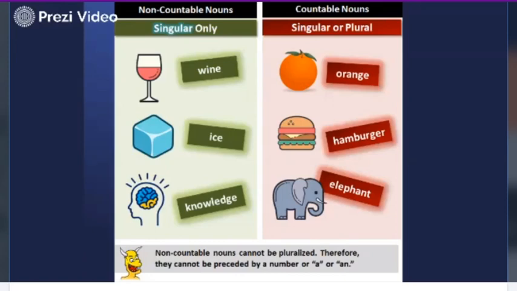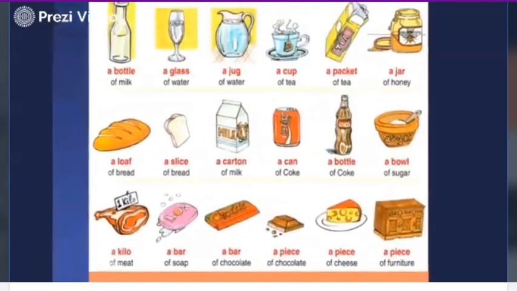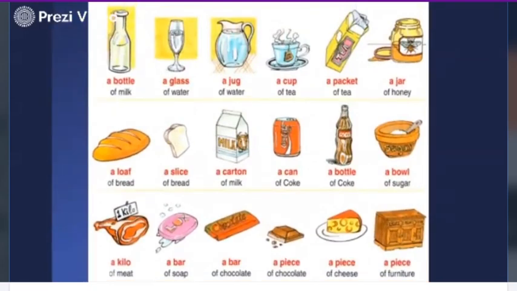And in the red part, you can see that there are countable nouns that you can transform into plural, like oranges, hamburgers, elephants. Now, how can you count uncountable nouns? How can you transform them? ¿Cómo puedo contar un sustantivo no contable? We have to transform it, like using recipients or pieces, like in this example.